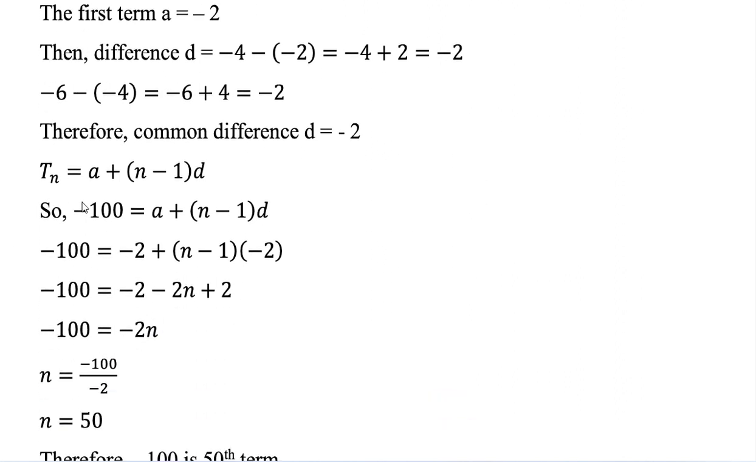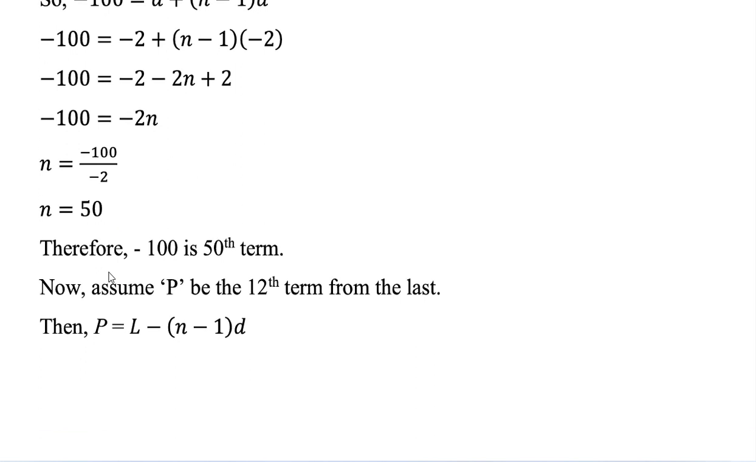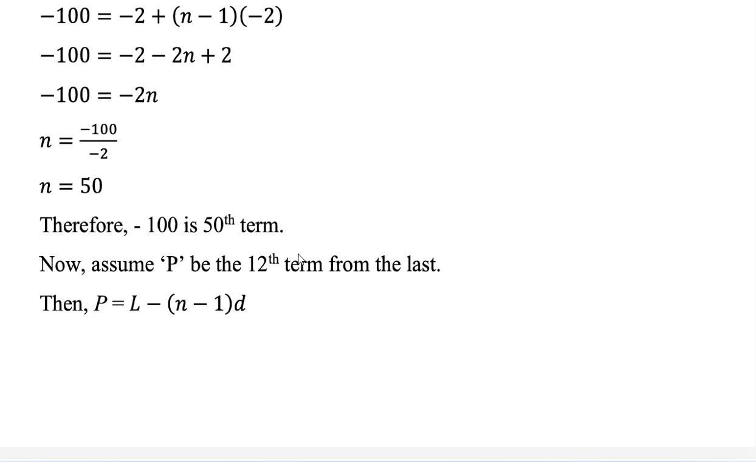So put Tn as minus 100. Put the values of A, put the values of D, calculate the value of n. A little bit of simplification, you will get the value of n, that is 50. Therefore, minus 100 is the 50th term.